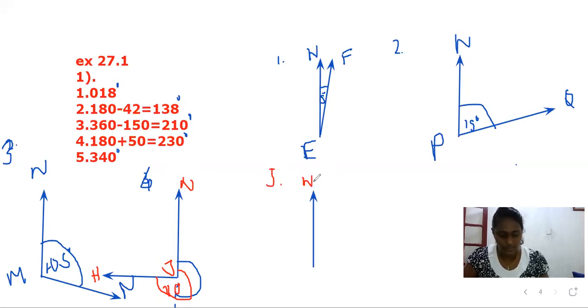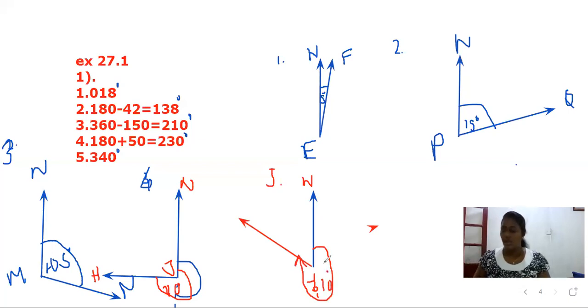Figure number 5, the bearing of D from C is 310. Now we know up to here is 180, the overall angle is 360, so your figure comes this way, 50 degrees. Then up to here, it's 310. I would like to see your answers. If anybody is fine to show me your answers, please send your pictures to the group.